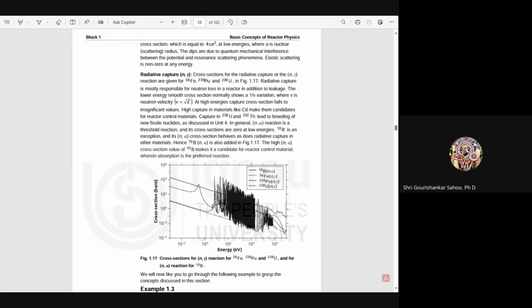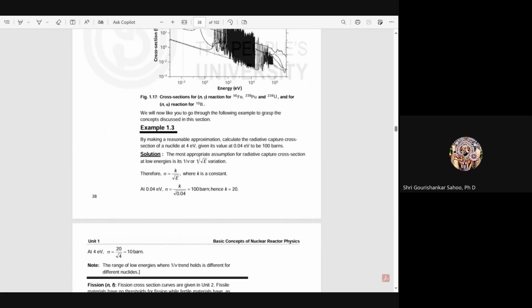So neutron capture in uranium 238 and thorium-232 leads to breeding of new fissile nuclide. The n alpha reaction is a threshold reaction, and its cross section is 0 at low energy. Boron 10 is an exception, and its n alpha cross section behaves as does radiative capture in other materials. Hence, boron 10 n alpha is also added. The high energy n alpha cross section value of boron 10 makes it a candidate for reactor control material, wherein absorption is the preferred reaction.